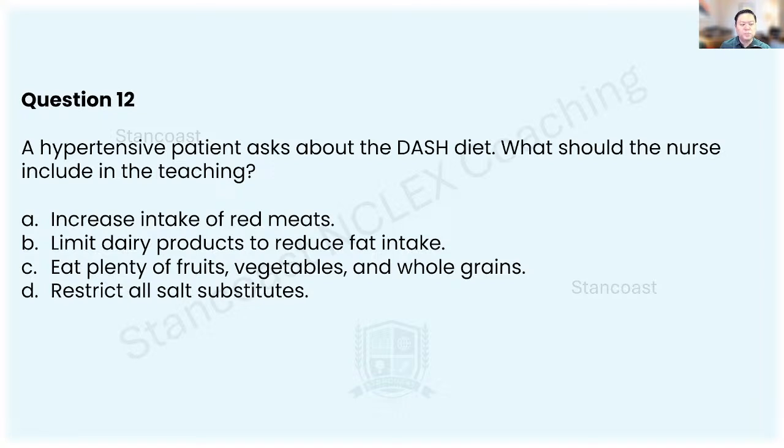All right, question number 12. A hypertensive patient asks about the DASH diet. What should the nurse include in the teaching? A, increase intake of red meats, or B, limit dairy products to reduce fat intake, or C, eat plenty of fruits, vegetables, and whole grains, and D, restrict all salt substitutes. Okay, what is your answer here, guys?